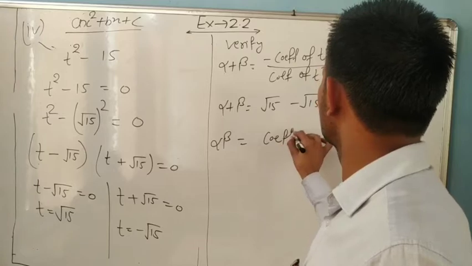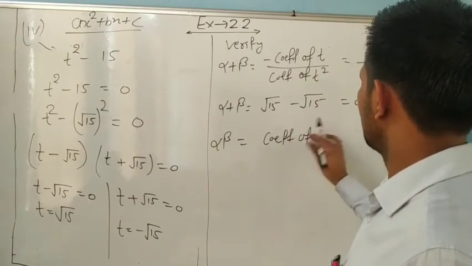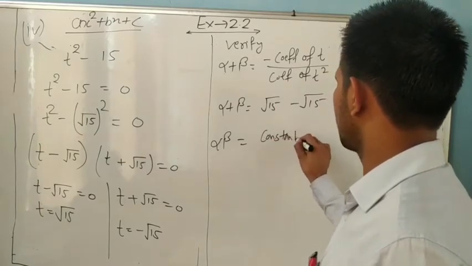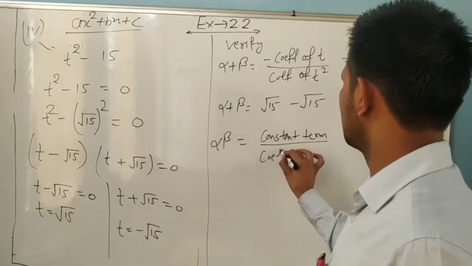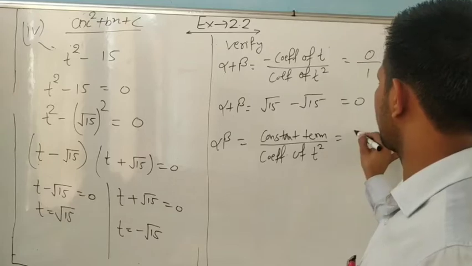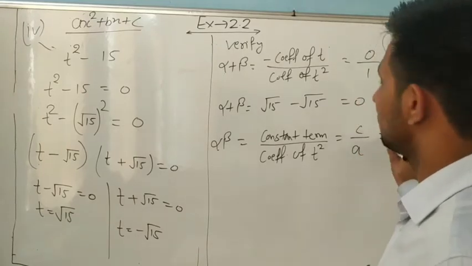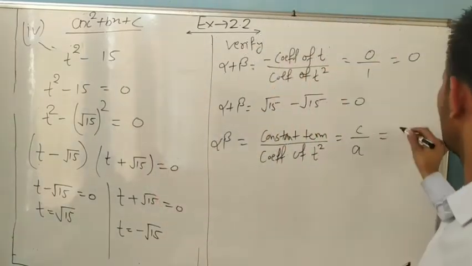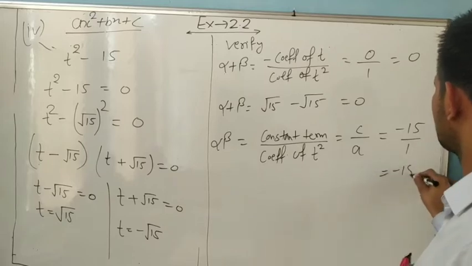Same as that, alpha into beta is the constant term divided by the coefficient of t square. The constant term c is minus 15, and a is 1. So what is the answer? Minus 15.